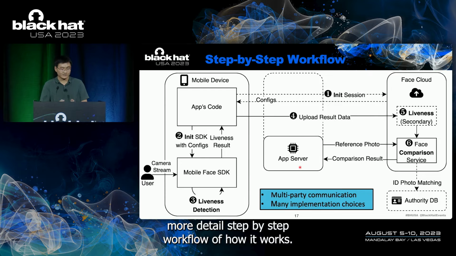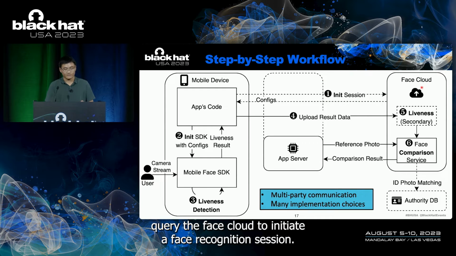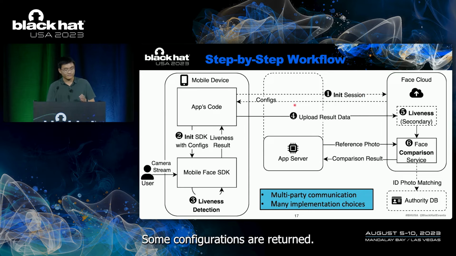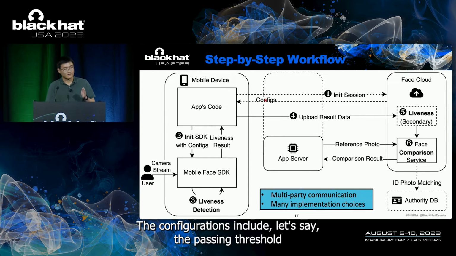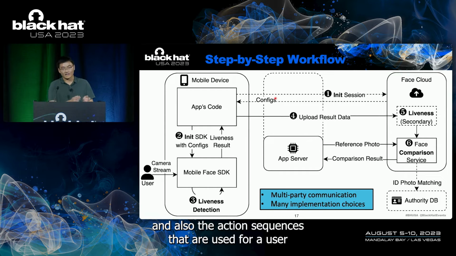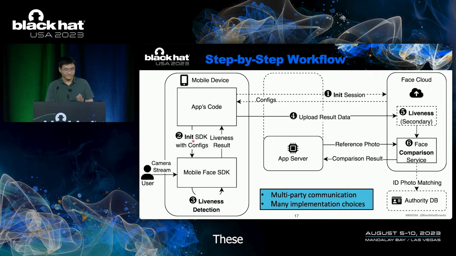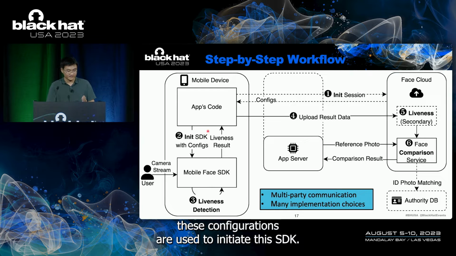So here's a more detailed step-by-step workflow of how it works. In some SDKs, the app's code may first query the face cloud to initiate a face recognition session. Some configurations are returned. The configurations include, let's say, the passing threshold of the machine learning models of liveness detection, and also the action sequences that are used for a user to spin his head or open his mouth. These are the action sequences. These configurations are used to initiate this SDK.